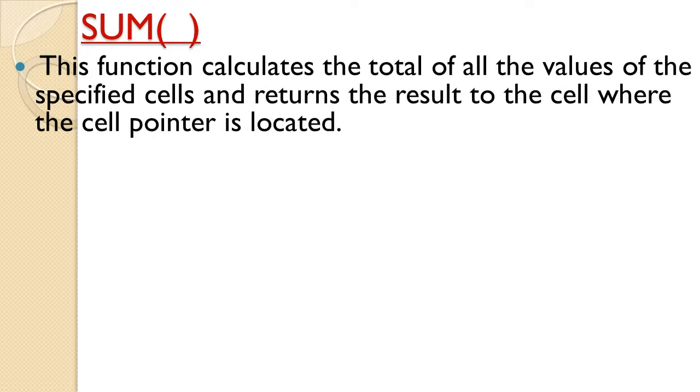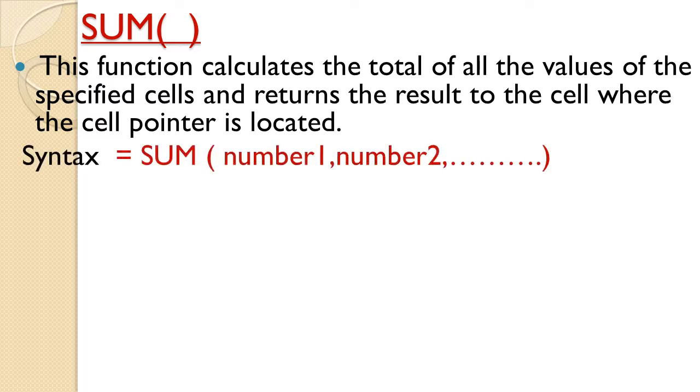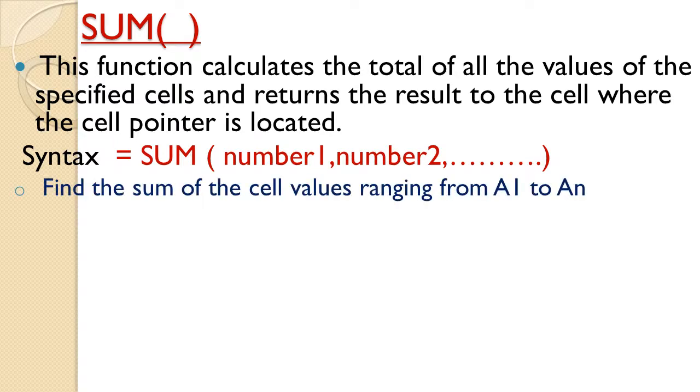First is the function SUM. You know the meaning of sum. Sum is used to add the given values. This function calculates the total of all the values of the specified cells and returns the result to the cell where the cell pointer is located. Syntax: each function must begin with the equal sign, then the function name, and inside the parentheses, the arguments.